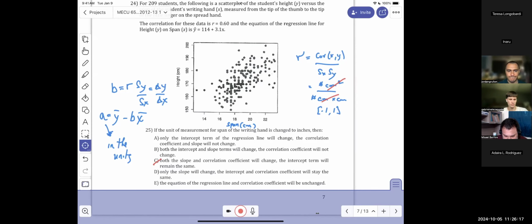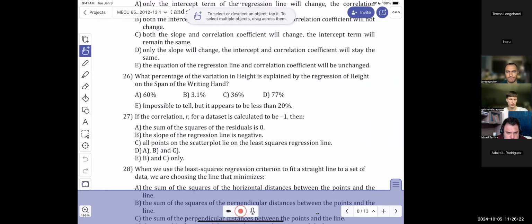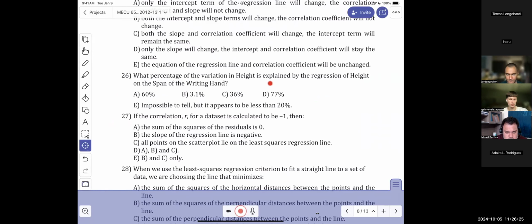Is 26 the same problem? All right, let's do 26. What percentage of variation in height is explained by the regression of height on the span? So height is Y and span is X. Always do that: when you see the words, just assign Y and X. So this is the definition of R squared. They're asking you what is r squared.